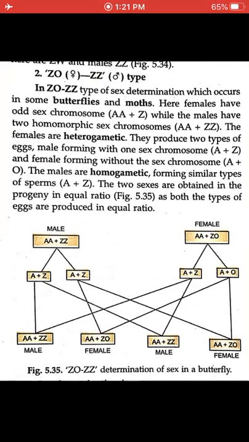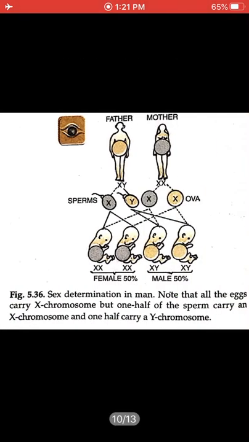So whenever A plus O combines with A plus Z of a male, as the male is homogamic, the product will be female, because in this case females are heterogamic. Now coming to humans, who is heterogamic? Males are heterogamic. When males are heterogamic, that simply means sex determination will be decided by the male itself.